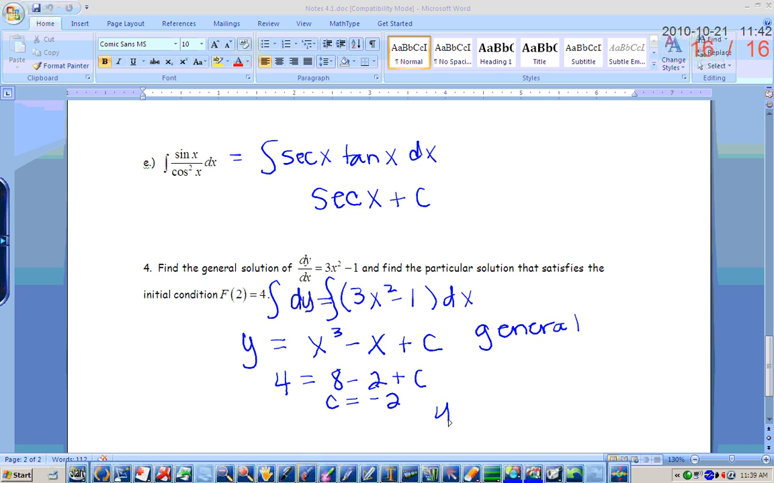Now, the general solution is rewriting x cubed minus x, and then instead of plus c, putting in the minus 2. That's the particular. And that kind of makes sense. I mean, general, c is in general terms. When you actually find a value of c, then it's a particular equation. What is the big F? Big F usually represents the integral, or the original function whose derivative you were given.